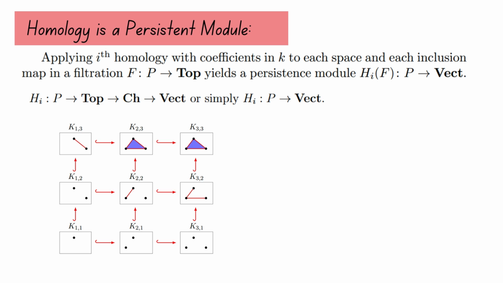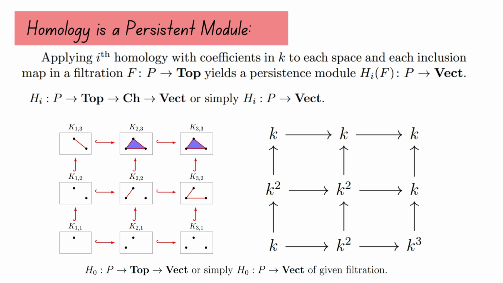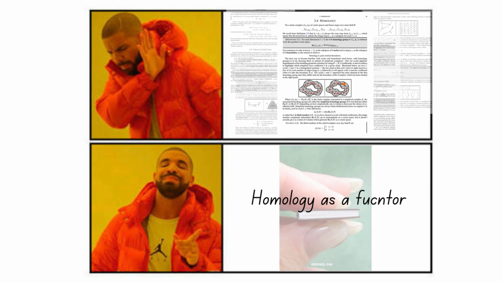So for example, here this is the commutative diagram of zeroth homology. As you can see, this K_{2,3} has two connected components. So we have k squared here, where k is the field. So you have to know all of the background work being done here, and once you know it, you can then simply treat your homology as a functor.